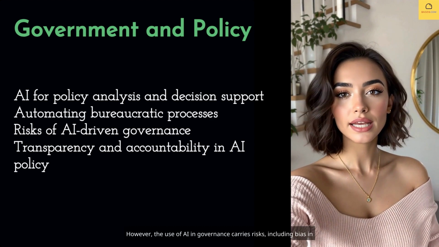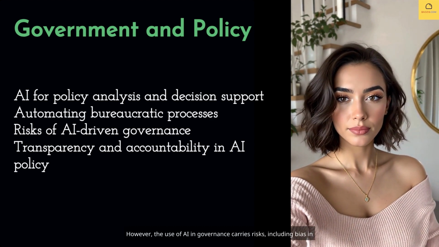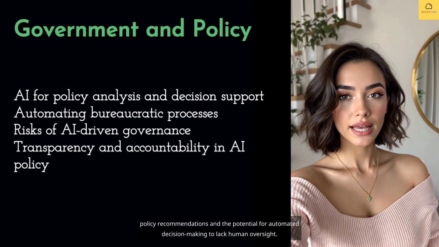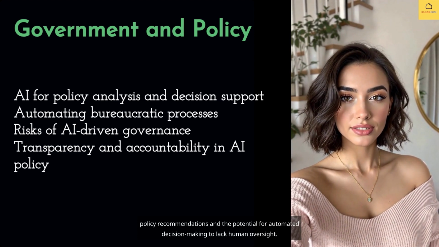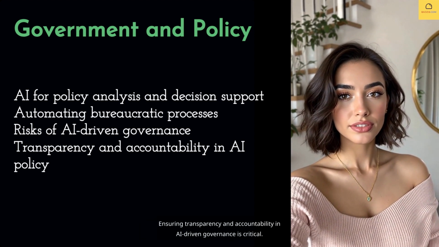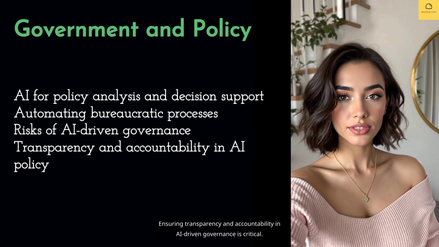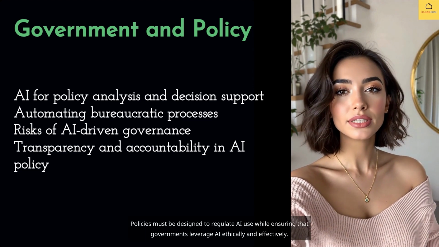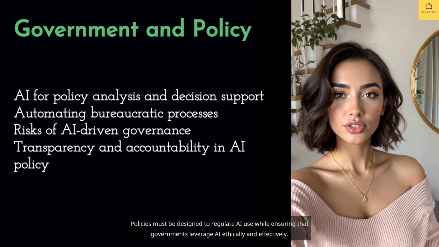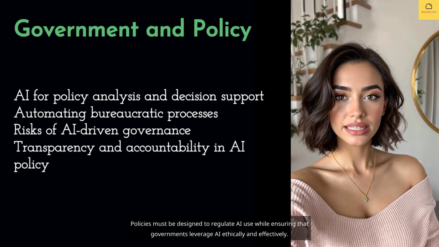However, the use of AI in governance carries risks, including bias in policy recommendations and the potential for automated decision-making to lack human oversight. Ensuring transparency and accountability in AI-driven governance is critical. Policies must be designed to regulate AI use while ensuring that governments leverage AI ethically and effectively.